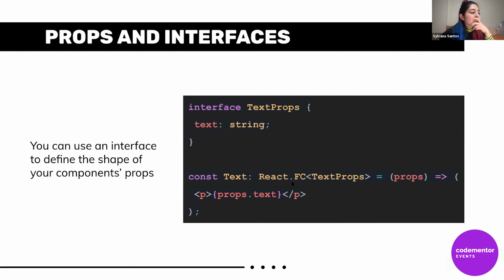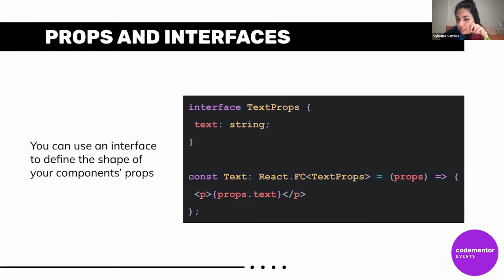Then we can use this React.FC type to say we want the functional component to take in a type text props, right? So this is saying text is a React functional component, and it takes in a props object that has this shape here, right?